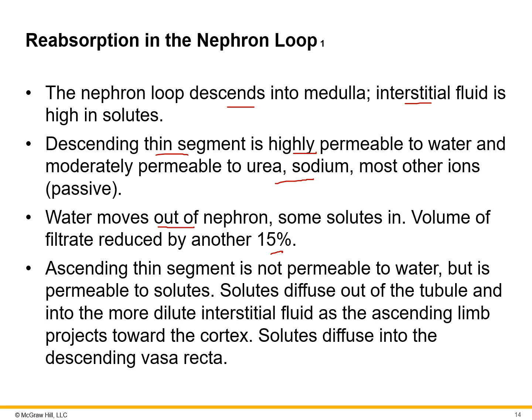So then the ascending thin segment isn't quite as permeable to water, so most of the water is reabsorbed before we get to that ascending limb. But the solutes are still permeable, so there are still solutes moving in the ascending limb back into that interstitial space, and those solutes diffuse into that descending vasa recta.